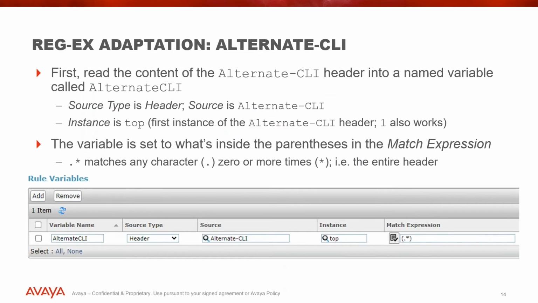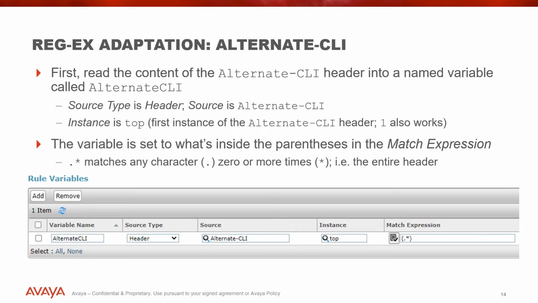So first, we're going to read the content of the ALTERNATE-CLI header into a named variable called alternate-CLI. The source type for this is going to be header, and the specific header we're pulling this out of is the alternate-CLI header. That's the source. You need to specify an instance. There are some SIP headers that you can have multiple instances of, for example, route or via or record route.